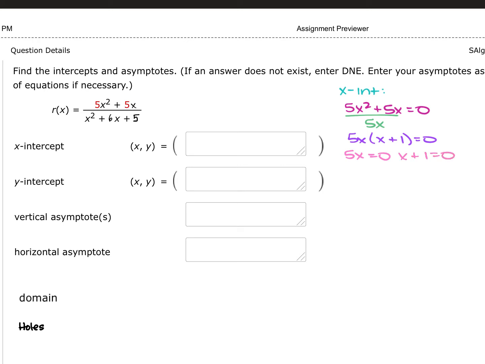For the 5x is equal to 0, divide each side by the 5, and you get that x is equal to 0. For the x plus 1 is equal to 0, subtract your 1 over, and you get that x is equal to negative 1. So these are the two x-intercepts of negative 1, 0, and 0, 0.